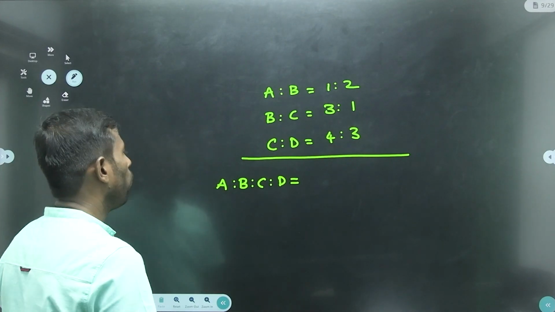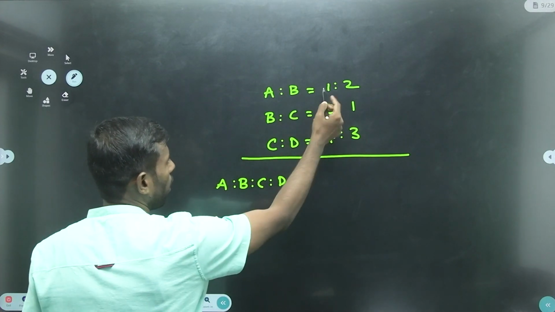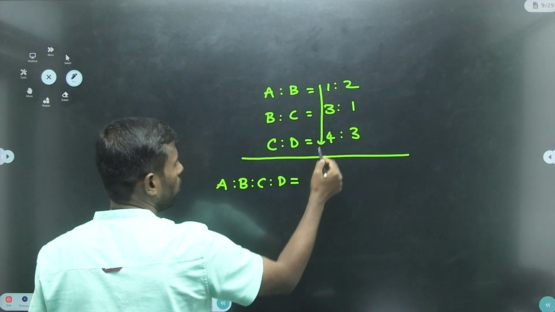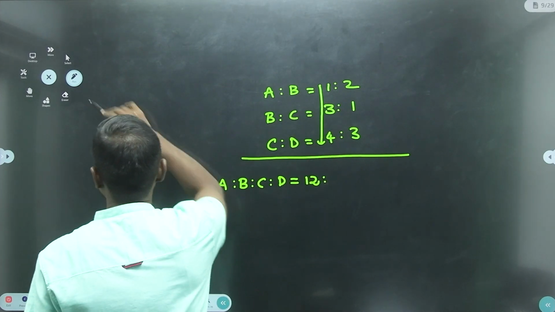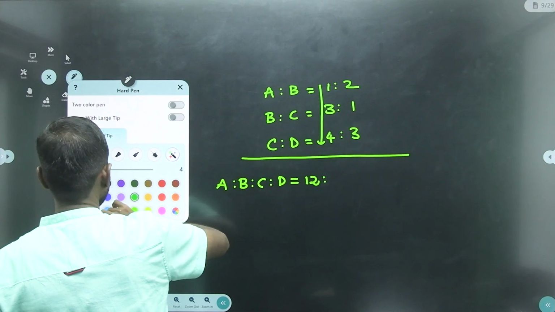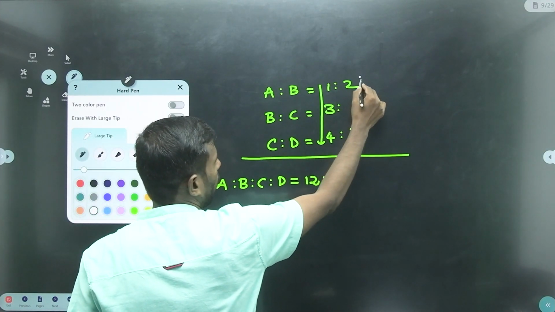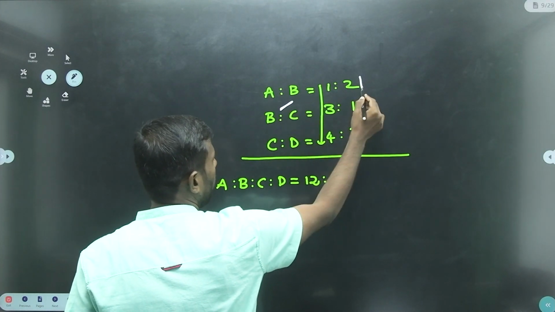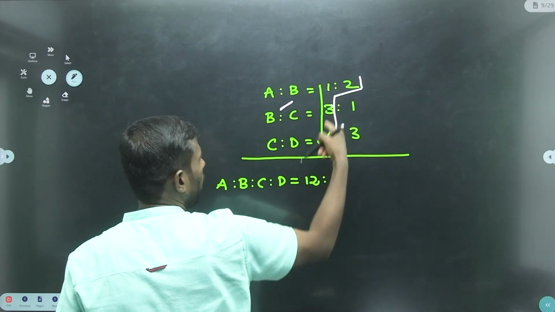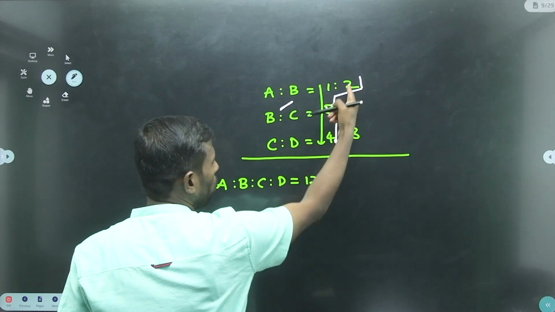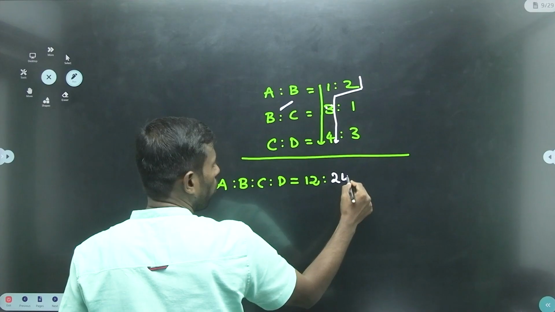Now, to find out the A ratio value, first column, 1 into 3 into 4, which is equal to 12. To find out the B ratio value, start from here, wherever B common is there, take a turn and come down. 2, 3, 4. 2 into 3 into 4. 2 3 is 6. 6 4 is 24.